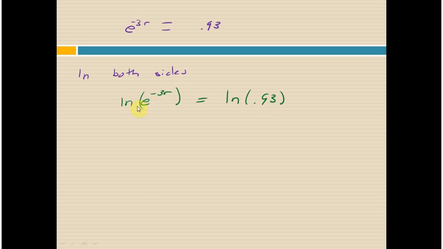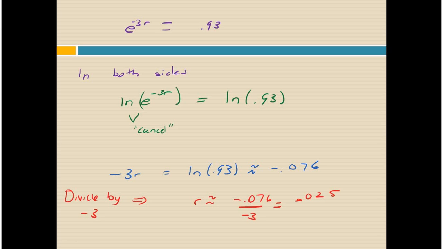Now natural log and e are inverses of each other, so they cancel, and I put that in quotes because it's not quite what we mean by cancel normally, but they cancel each other out. And I'm left with only the exponent, minus 3r, is approximately equal to minus 0.076. Now this natural log 0.93 I calculated straight off the calculator, which you have a button on your calculator as well. Now to get at r, I just divide both sides by minus 3, and r is approximately minus 0.025.